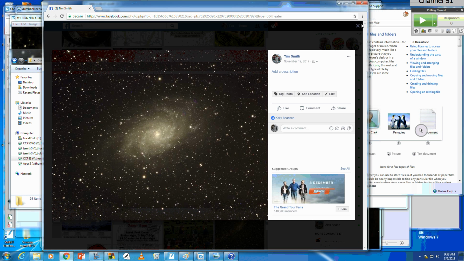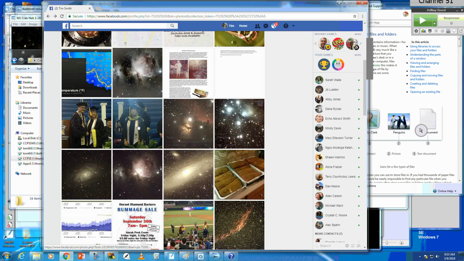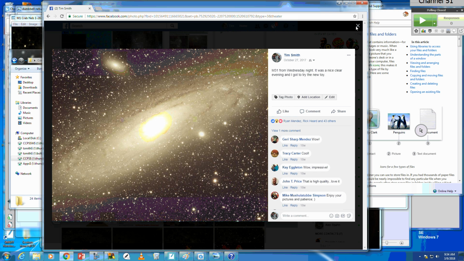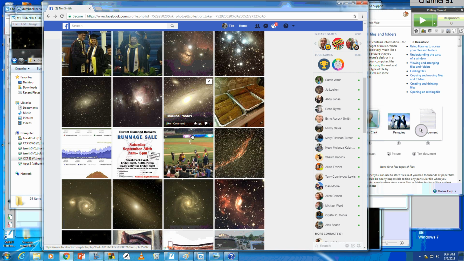This is M33. Like here's Andromeda, and I don't know how to process it well enough. Otherwise, this is so bright in the center it blinds everything else. So I'm blocking the center out, but there's a huge amount of detail in that.